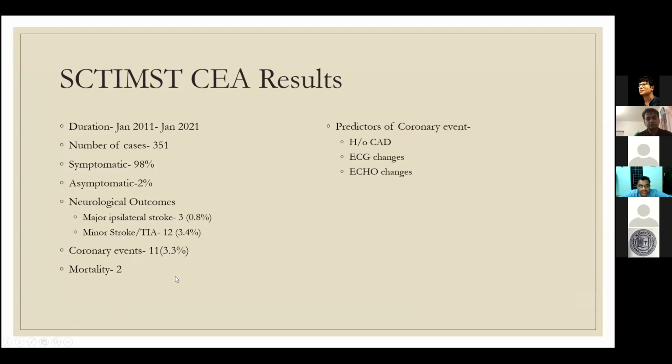So we looked at these 11 patients to see if we can predict preoperatively any factors that point to a high risk of coronary events. What we found are these three factors: a history of CAD, ECG changes, and echo changes corresponding to any old or fresh cardiac event. If these are present, the patient definitely has a high risk of perioperative MI. So nowadays, if any of these factors are there, we definitely don't push the patient for carotid endarterectomy; they go for carotid stenting only.